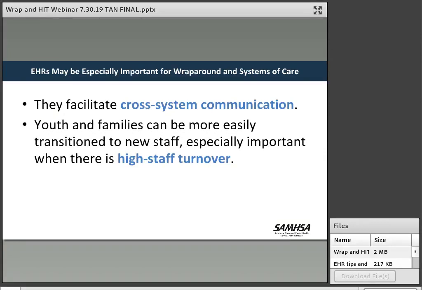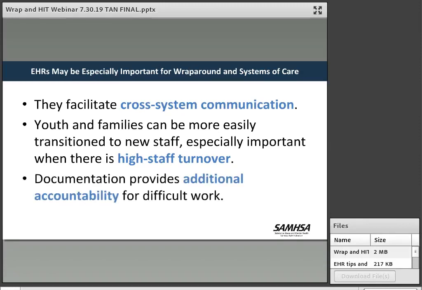So let's talk a little bit about the role of EHRs in Wraparound. If folks are not seeing this, please type in. Go ahead. Oh, I guess I'm advancing.